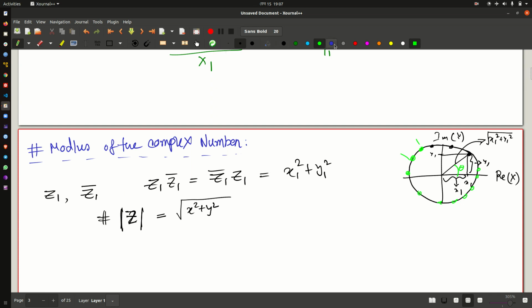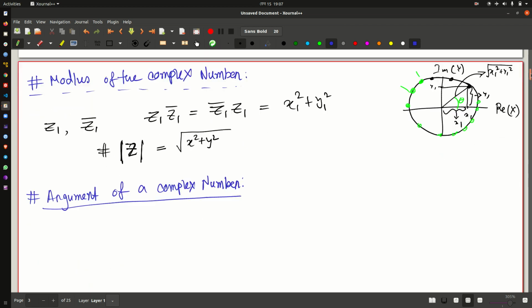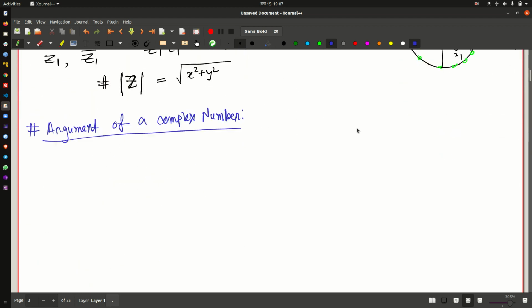Argument of a complex number. So again, let me draw the graph. So this argument thing, initially it will look something like this.